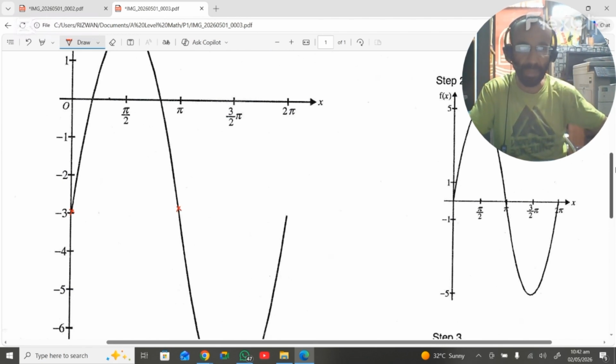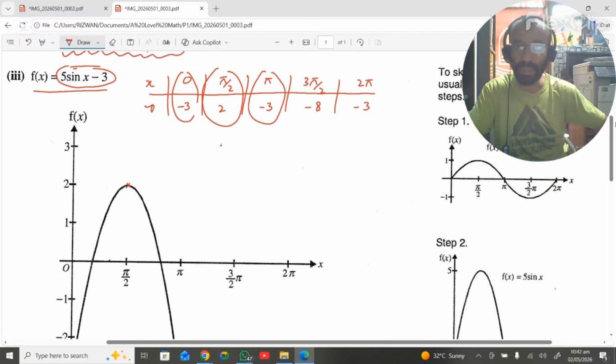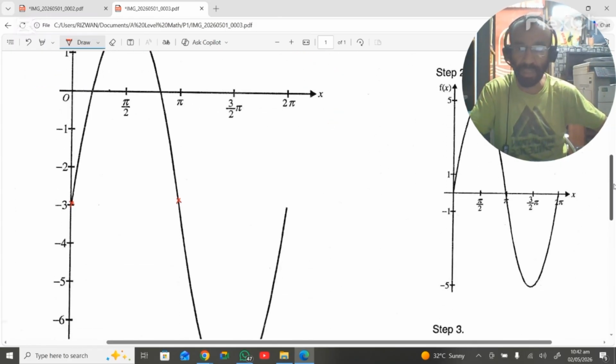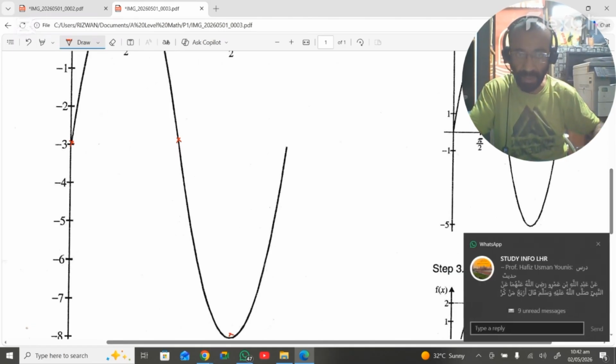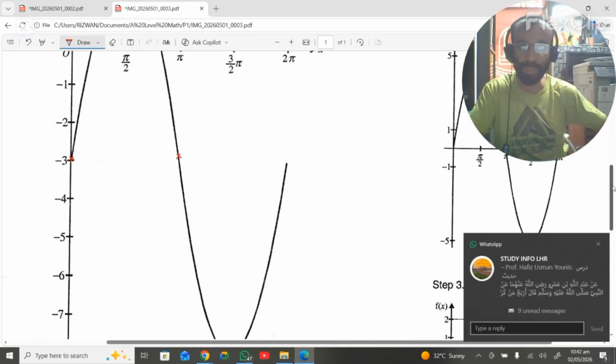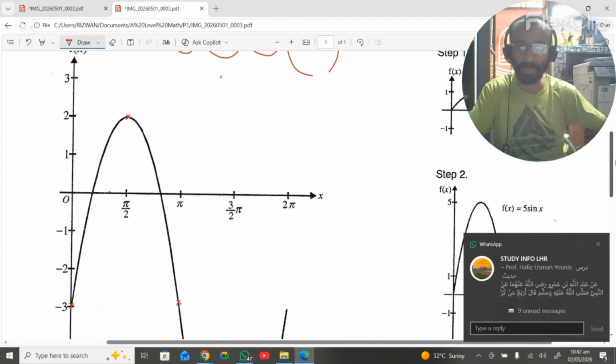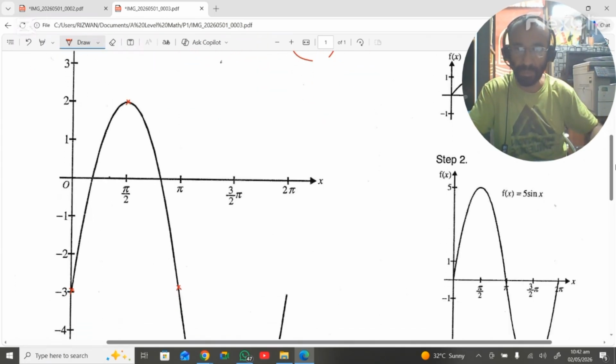Next is 3 pi by 2, minus 8. So 3 pi by 2, minus 8 will be plotted here. And the last one is 2 pi and minus 3. So here is 2 pi and here is minus 3. So these are the values which we have plotted on the sheet of the graph paper, and then with the freehand we will sketch the curve.